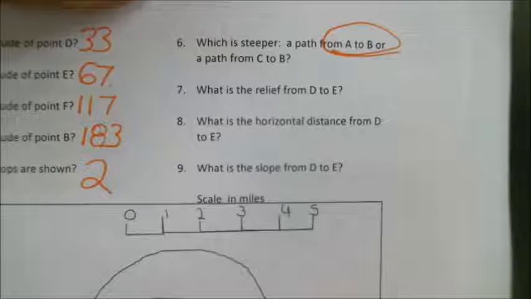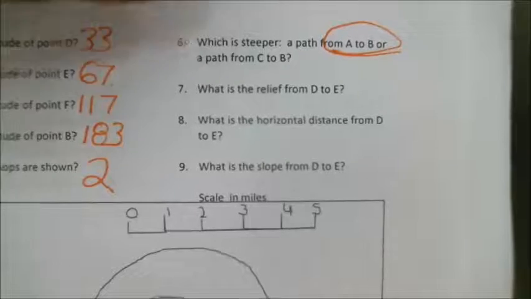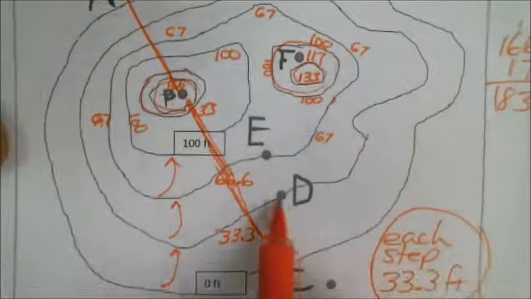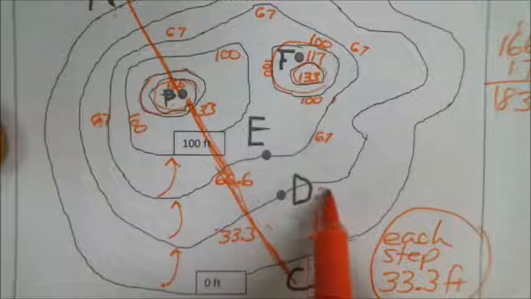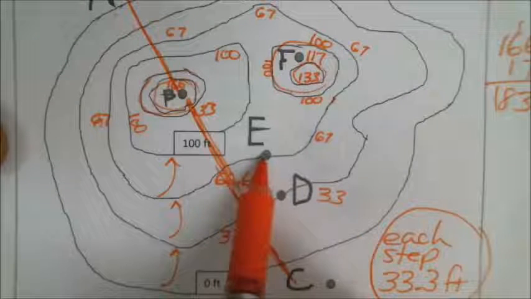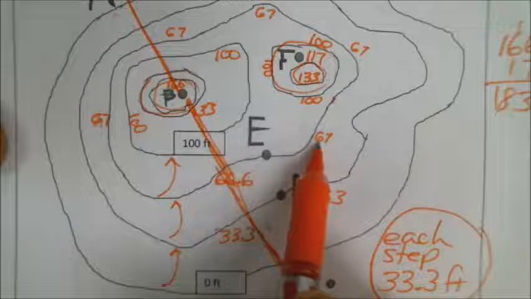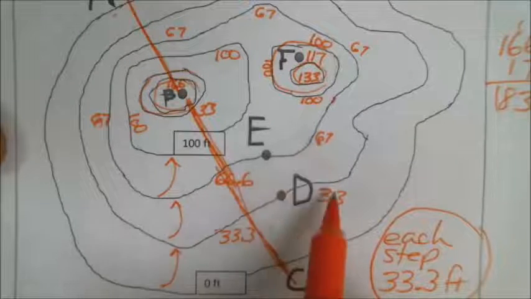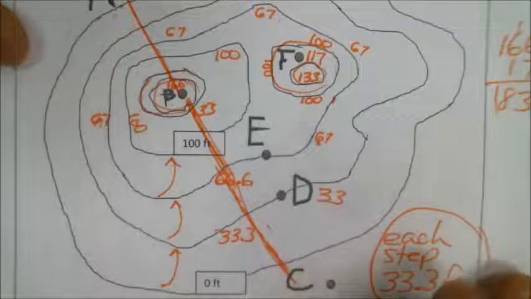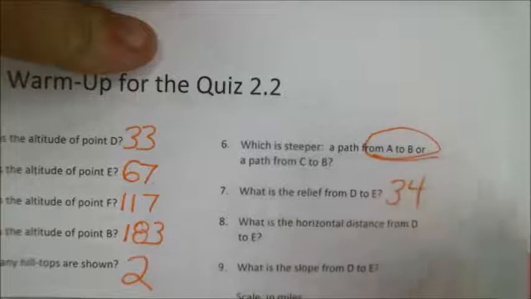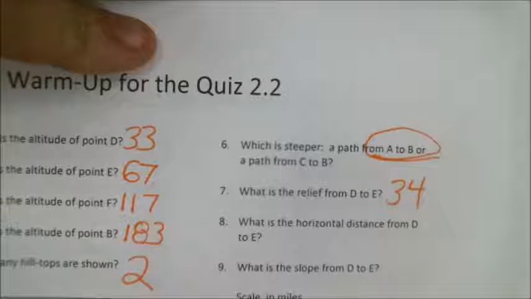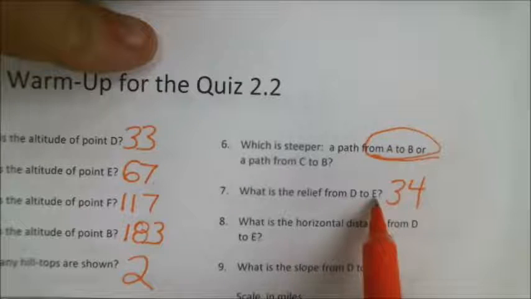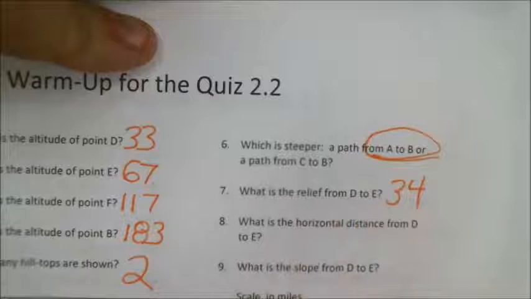Number 7, what is the relief from D to E? So in our map, here's D. It has the height of 33. And then here's the dot for E. It has the height of 67. So the relief is the difference between those two. 67 minus 33 is going to be 34. So line number 7, the answer is 34. We get that by subtracting the higher altitude minus the lower altitude. Relief, that's the difference in altitudes.